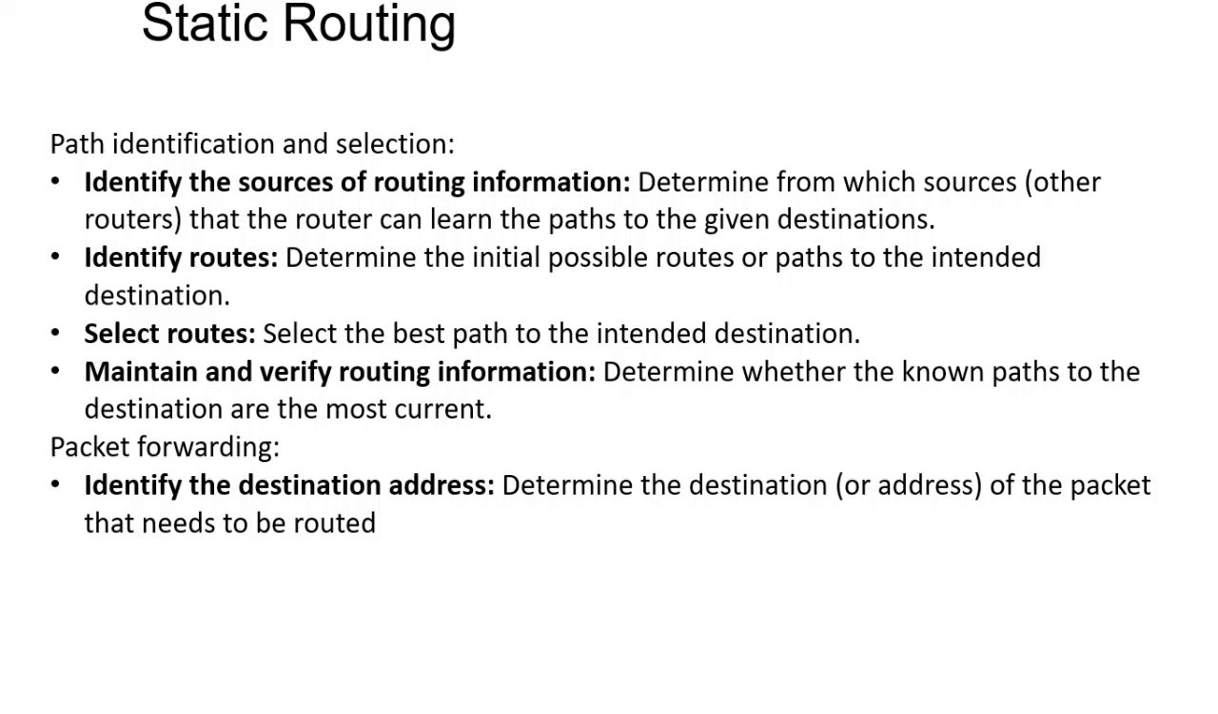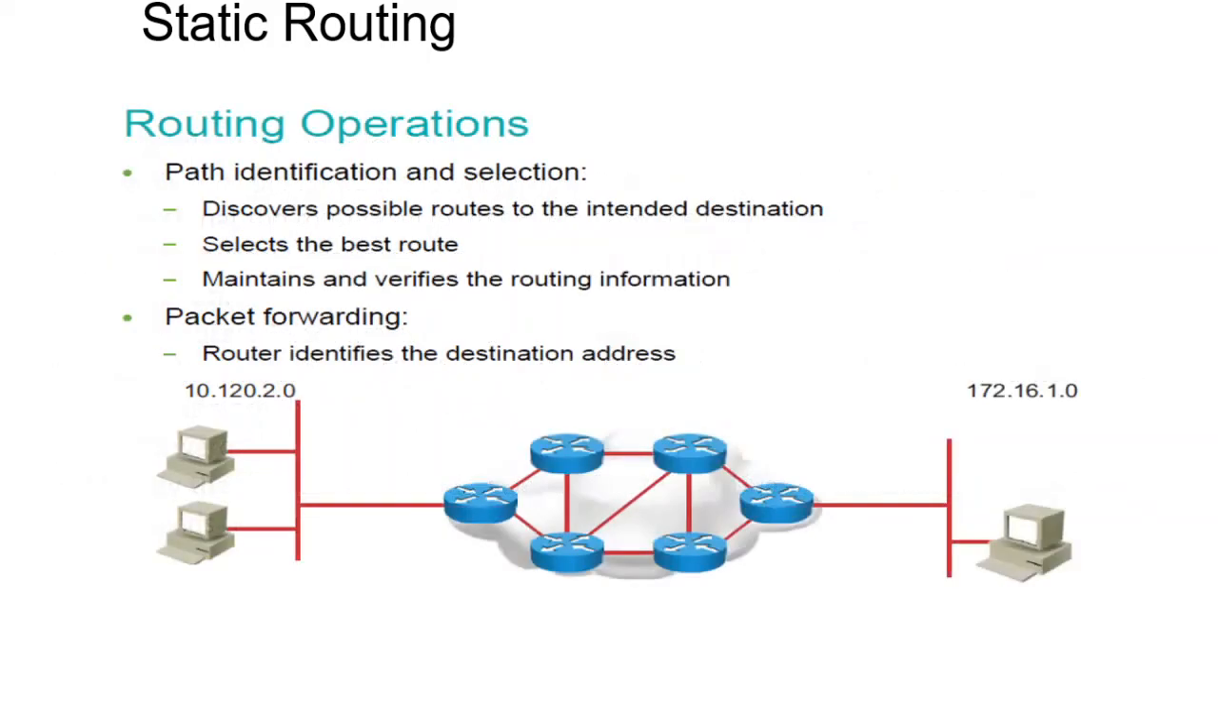And packet forwarding, identify the destination address, determine the destination or the IP address of the packet that needs to be routed. We have some branches now. Path identification and selection discovers possible routes to the intended destination, selects the best route, maintains and verifies the route information, and packet forwarding defines the packet destination.